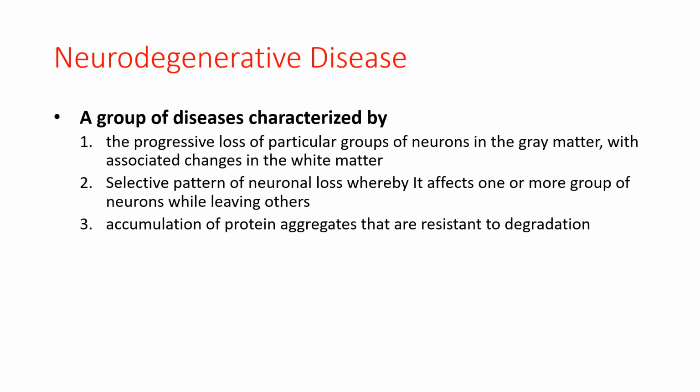Now we look at the second part of the lecture, which is neurodegenerative diseases. These are a group of diseases that are characterized by the progressive loss of particular groups of neurons in the gray matter with associated changes in the white matter. Secondly, the selective pattern of neuronal loss, whereby it affects one or more group of neurons while leaving the others. And thirdly, the accumulation of protein aggregates which are resistant to degradation.